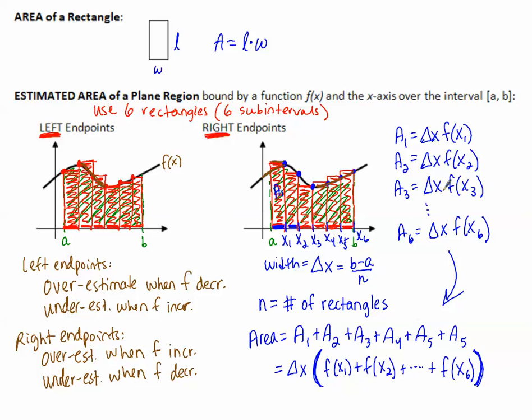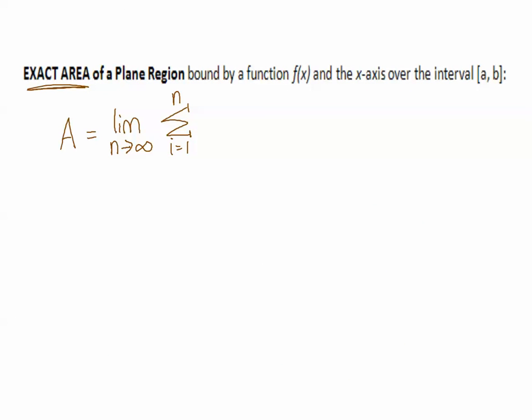We did the width times the function value. So that's how we're going to write it. The width, delta x, times the function value. But I'm going to write this as f of c sub i.